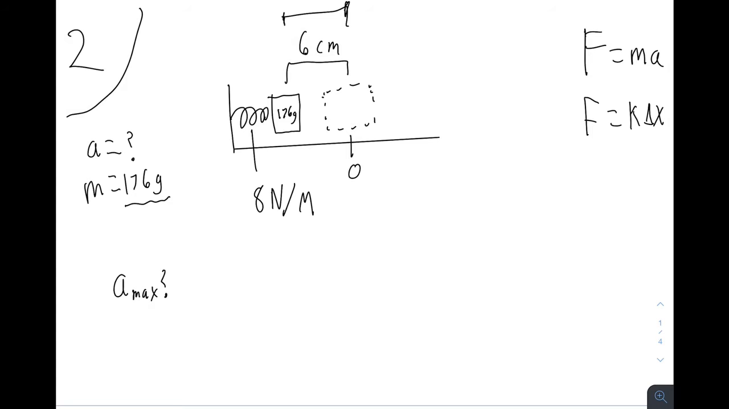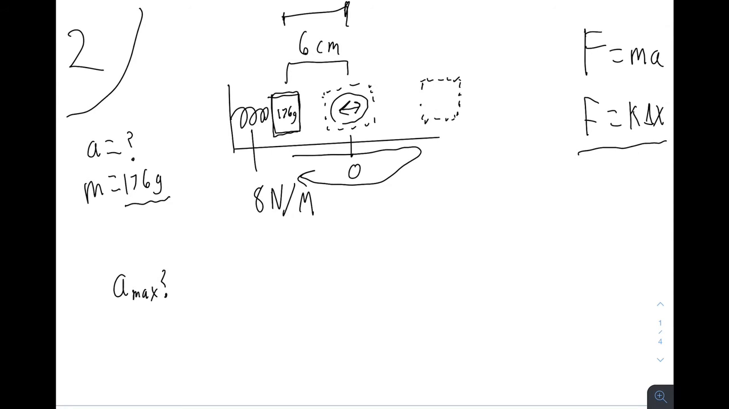Well, we know that as it passes through its equilibrium point, right here, if it's oscillating back and forth, we'll have zero acceleration and maximum kinetic energy. Maximum acceleration happens at the farthest pulled back or farthest extended positions. If it's 6 centimeters, we have two useful equations.